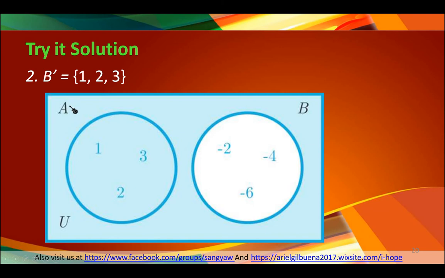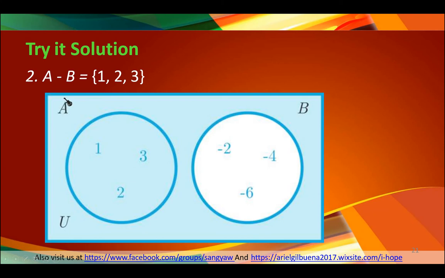So, let's go with B complement. Ayan, yung B complement na yan. Di ba po? Pag hinanap yung B complement, tingnan po yung kabilang side B. Ito po, negative 2, negative 4, negative 6. So, ano ba yung mga katapat niyang numbers? Siyempre, titingin tayo kay A. So, anong laman? 1, 2, and 3. So, ilalagay ko 1, 2, and 3. Gaya pa rin ng dati, in sequence or naka-lowest to highest.